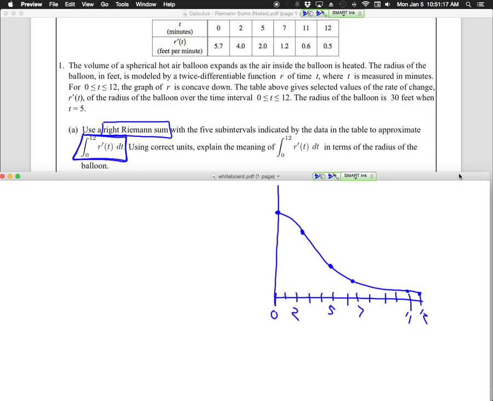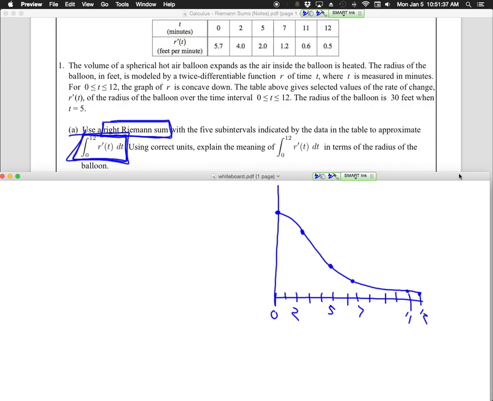Okay? And we said this definite integral right here represents what? The area under this curve. So we're talking about the area under this curve right here. Okay? And one way we approximate this area, and that's where the Riemann sum comes into play.